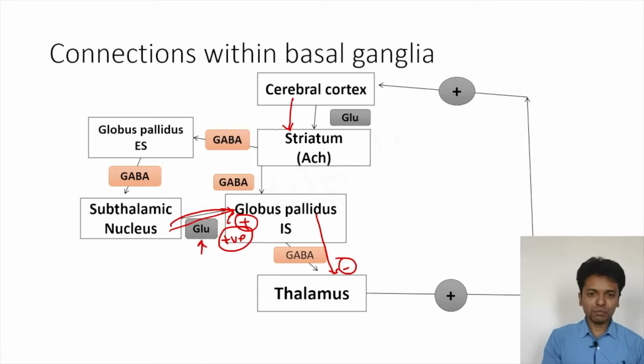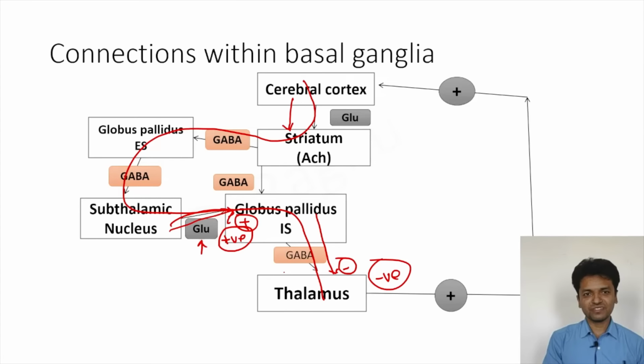That means the output which is coming from this circuit is not going to be excitatory, it is going to be inhibitory. You understood? In the direct pathway, what I told you is there is inhibition of the inhibition. Now, what is happening in the indirect pathway is there is excitation of the inhibition. When the inhibition is excited, the output which is coming out of the basal ganglia will always be inhibitory. So, this output is going to be an inhibitory output.